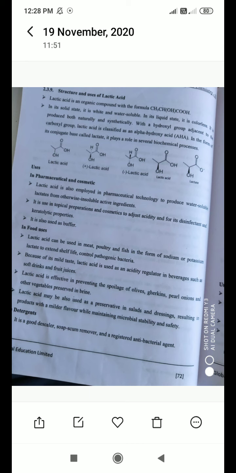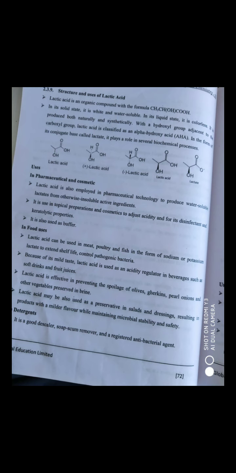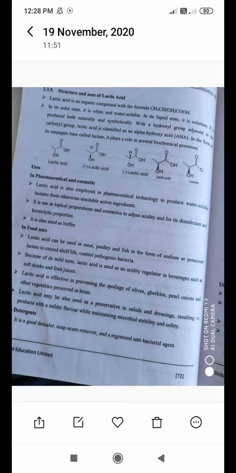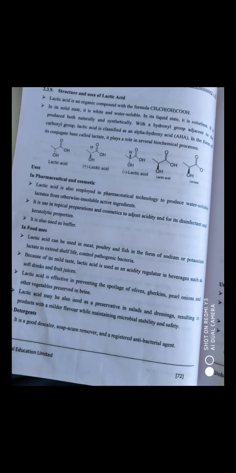It is used in topical preparations and cosmetics to adjust acidity, for its disinfectant and keratolytic properties. What is the use? It can be used as a topical. Topical means externally applied. Most of that formulation is used in cosmetics, for adjusting the acidity of that particular formulation. To adjust the acidity of a formulation, this lactic acid can be used.